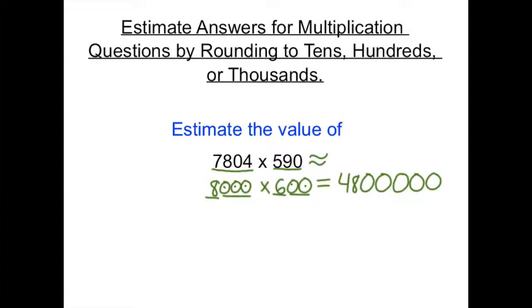So 8,000 times 600 equals 4,800,000. Remember, we put our commas in at the very end after we've written in all of our zeros so that we make sure that we have 3 digits in each period. Okay, let's go ahead and try another one.